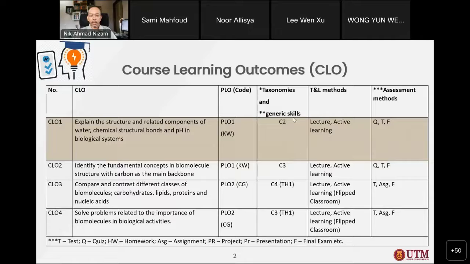The taxonomy is C2, level 2. It's only for understanding. And then the TNL is the teaching and learning method. It's lecture and also active learning, and it will be assessed based on the quiz, test, and also final exam. So if you ask me whether this chapter will be included in the final exam or not, yes. You need to understand this in the first few weeks, week two here, and you will be assessed again during your final exam on week 16 or 17.